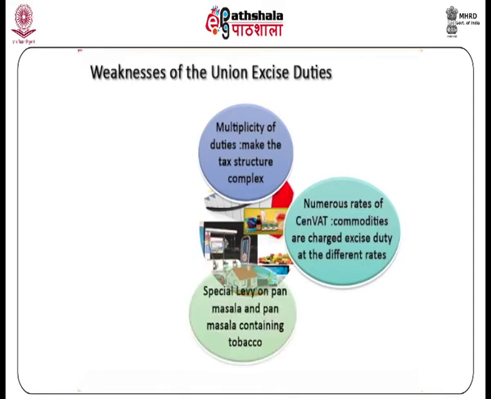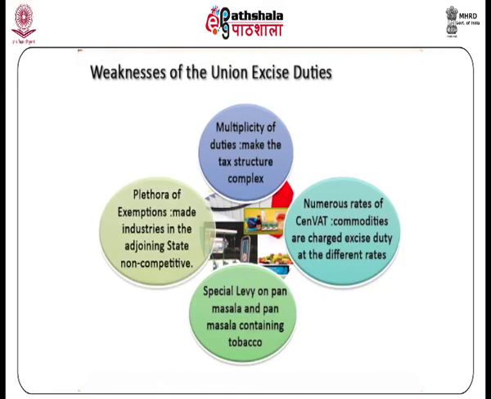3. Special levy on pan masala and pan masala containing tobacco. Manufacturers of pan masala, including pan masala containing tobacco, pay excise duty at the notified rate applied to the number of machines installed in the factory of production. The duty is payable irrespective of the actual production. 4. Plethora of exemptions. With implementation of the area-based exemptions, a serious dent on the revenue from excise duties made industries in the adjoining state non-competitive.